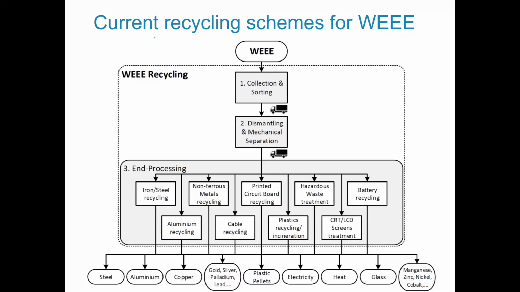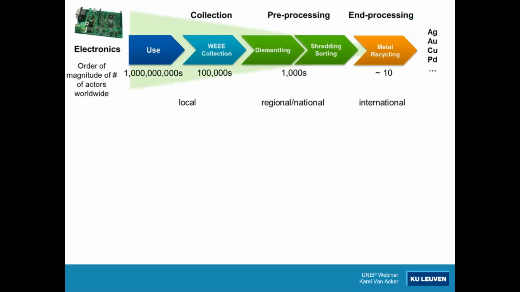The polymers and the plastic go to plastic recycling. And also the printed circuit boards go to a specific integrated smelter recycling plant. So the recycling value chain is shown here as well. And typically we start with a very high number of users, of course, of this electronic equipment.